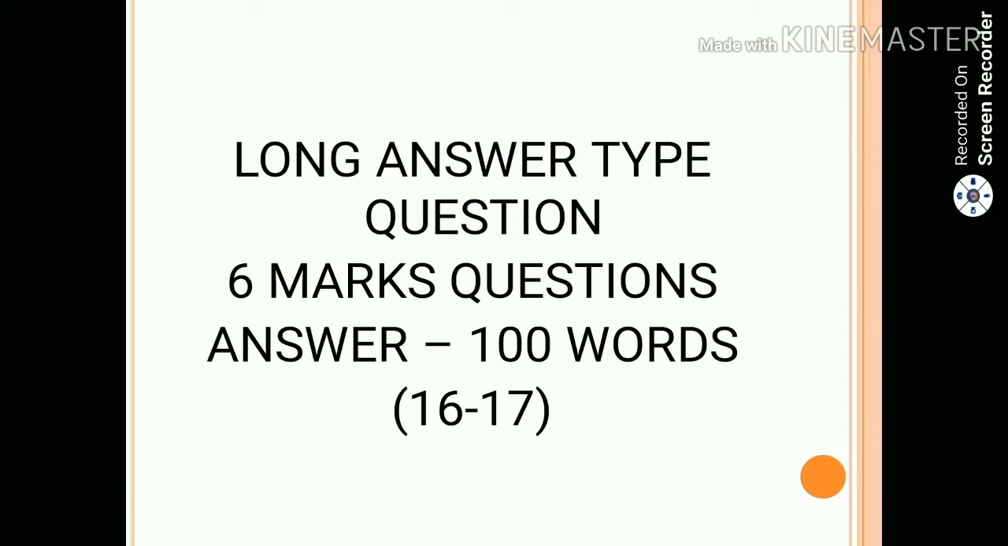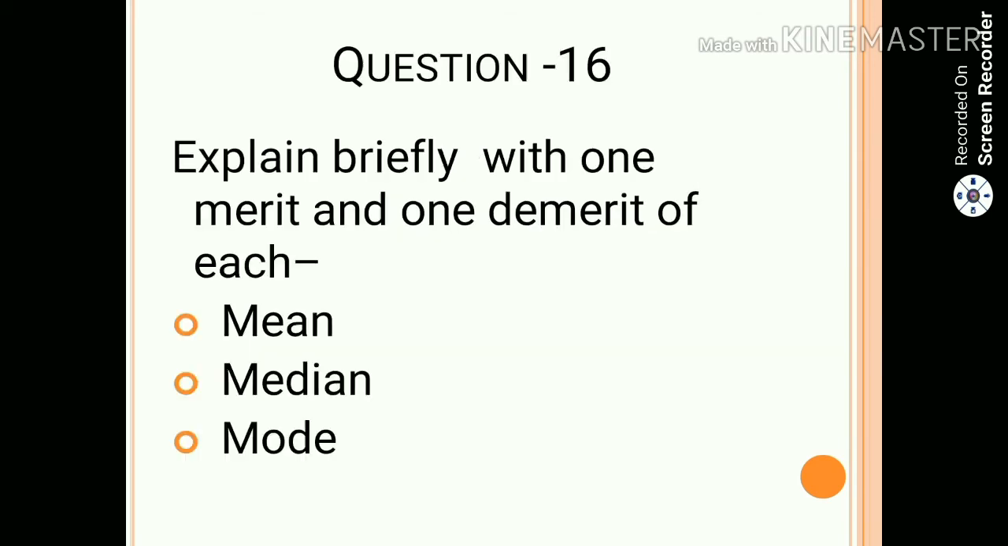Long answer type questions, 6 mark questions. Explain briefly with one merit and one demerit of each, that is mean, median and mode.